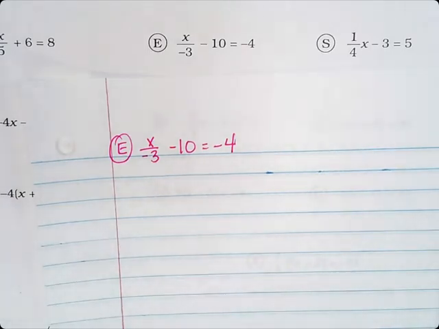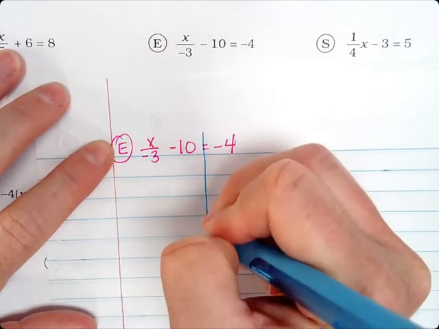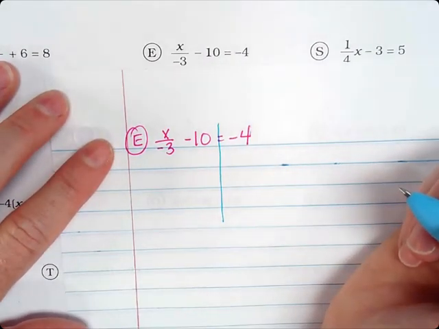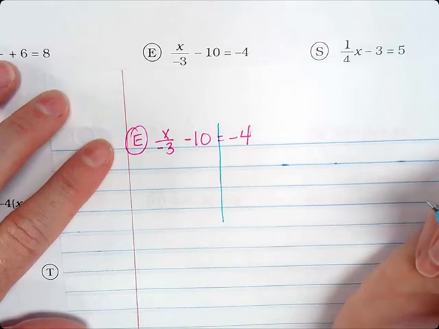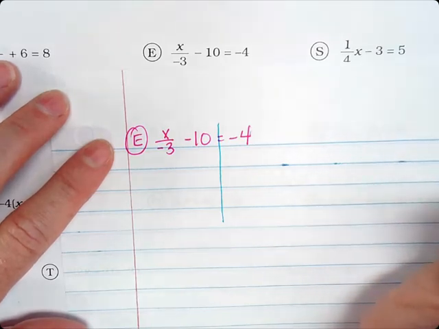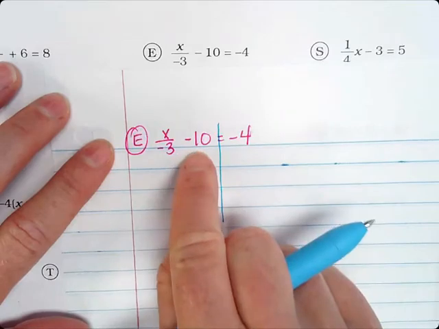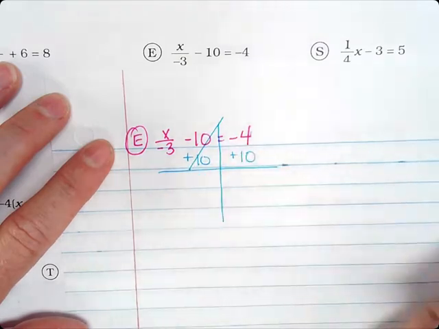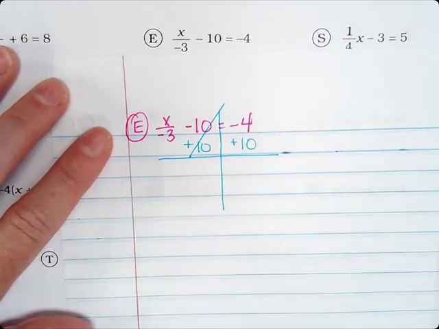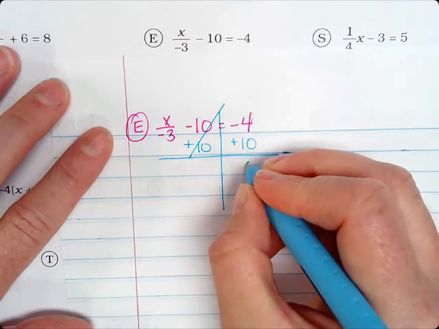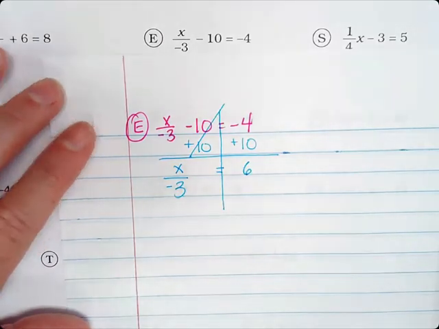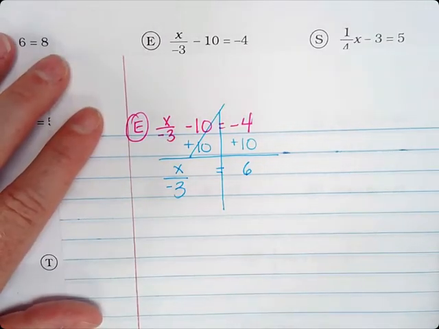Quiet down, please. So I need to get X by itself. So I need to do the add and subtract first. So what do I need to get rid of? That 10, that negative 10. So I'm going to add 10. Negative 4 plus 10 equals 6. Carry down the X over negative 3.